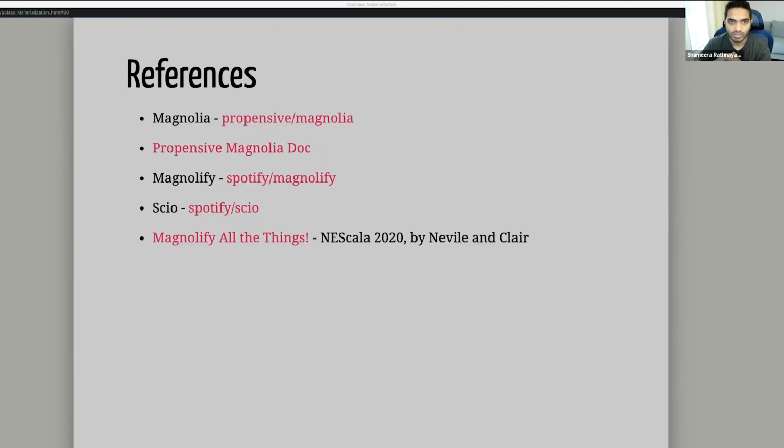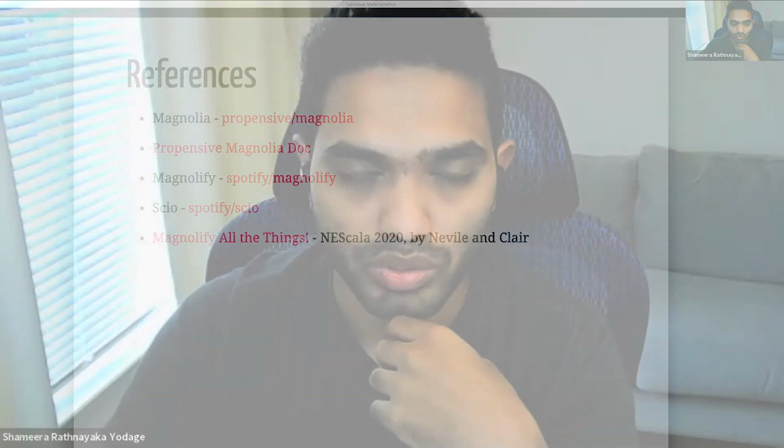So you can find references here: Magnolia, Propensive Magnolia. It's really good documentation. If you go there, you will see really good instructions, like a tutorial, that you can follow and then use Magnolia. And if you want to use Magnolify, it's available in the Spotify GitHub repository. And then we have Scio, and there's a talk done by Neville and Claire at Scala 2020. You can access that.